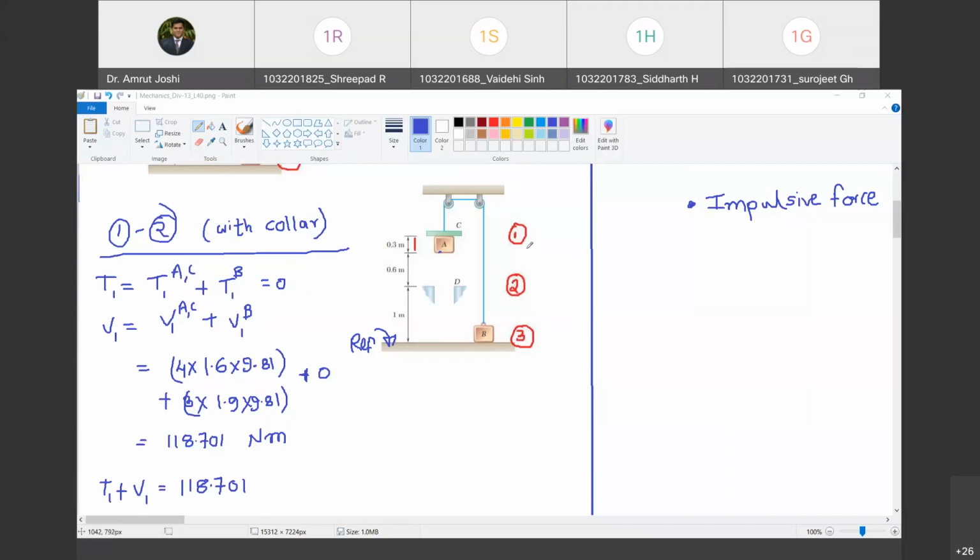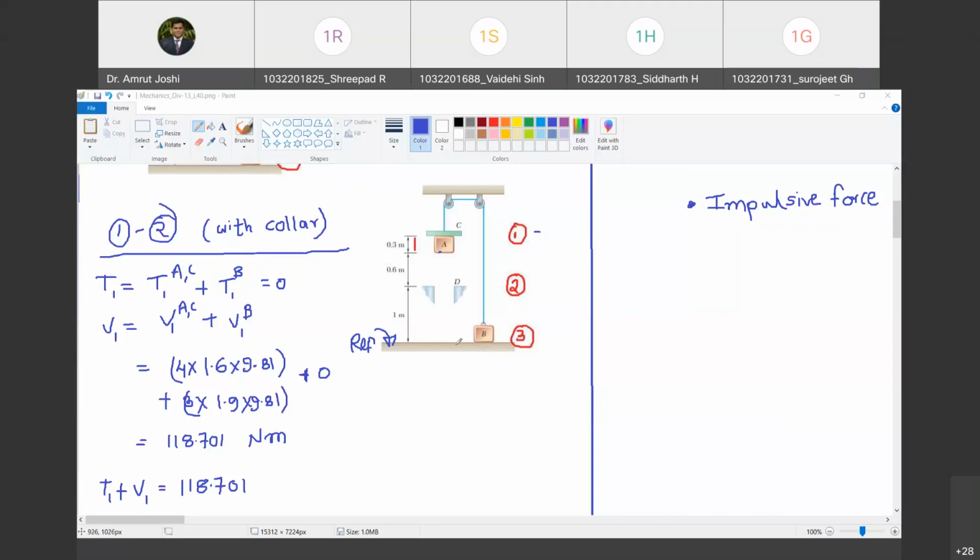When I say 1, it is the shown position at which the system starts from rest. As the system is starting from rest, the kinetic energy associated with all the blocks and the collar is going to be 0. So T1 is equal to 0. Now let us look at V1. V1 is the potential energy of the system when it is occupying position number 1. It is the summation of the potential energies of block A and collar C plus the potential energy of block B.